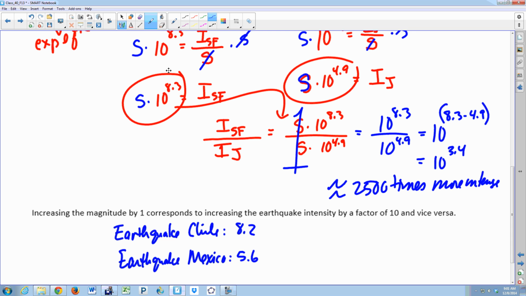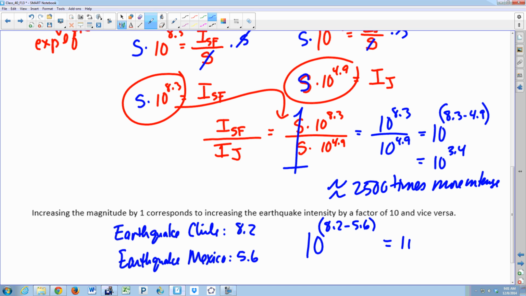You don't have to go through all of this. Can you tell from looking at the final process we used to shortcut this, to maybe come up with your own little model for comparing these two? 10 to the 2.6, and how did you get that? Yep, you subtracted 8.2 minus 5.6. So whenever you're trying to compare the intensities of two earthquakes, this is all you have to do: subtract the two Richter scale values, and that becomes the exponent of 10.